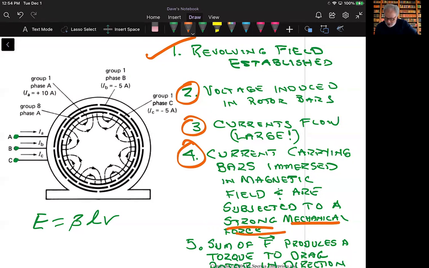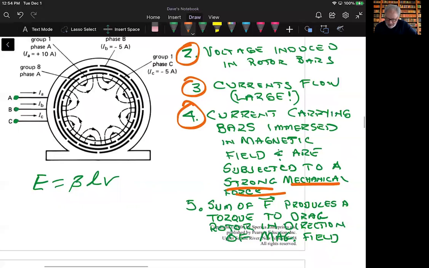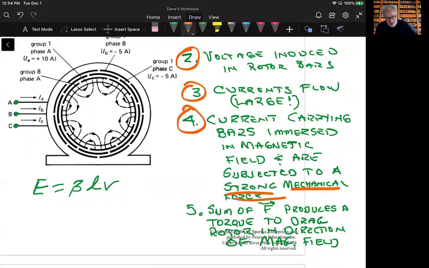The sum of these forces is additive. It accumulates either clockwise or counterclockwise. The sum of the forces produces a torque that drags the rotor along in the same direction as the magnetic field. I want you to take those five things away and make sure you understand them. It's very important to understand the operation and apply it to applications of three-phase induction motors.